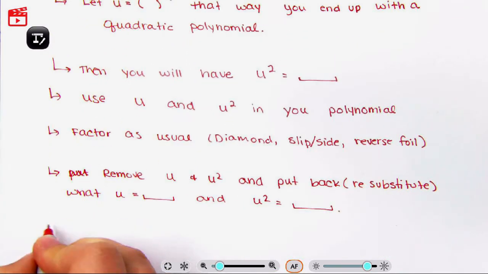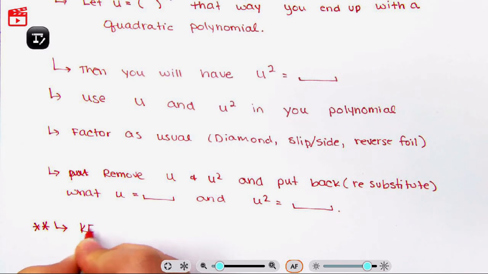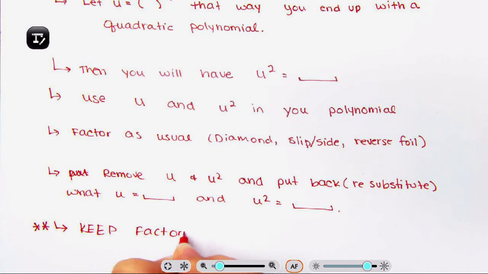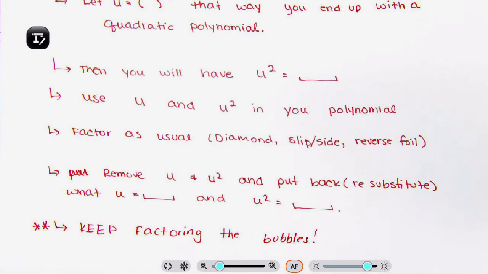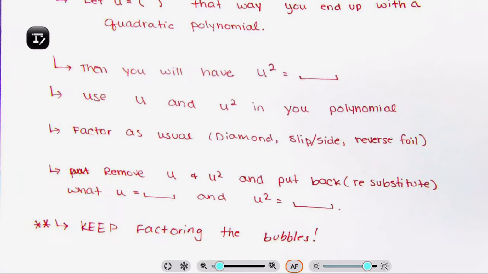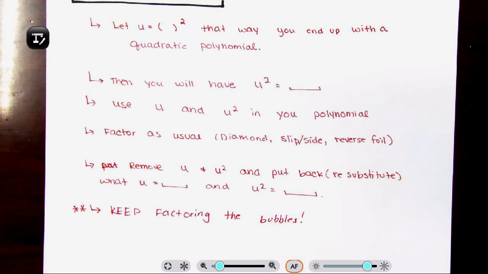And this is the really important part: keep factoring the bubbles. That doesn't mean you're done factoring. You have to take those bubbles that you have, those groupings that you have, and then keep factoring until you cannot factor anymore and you have something that we call prime.